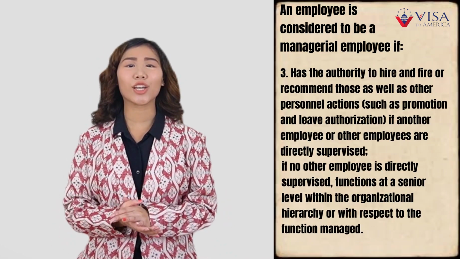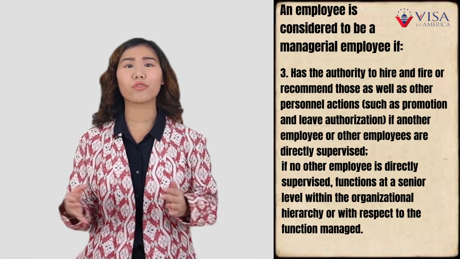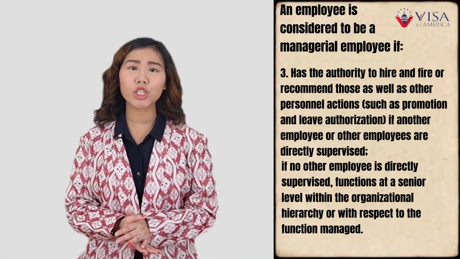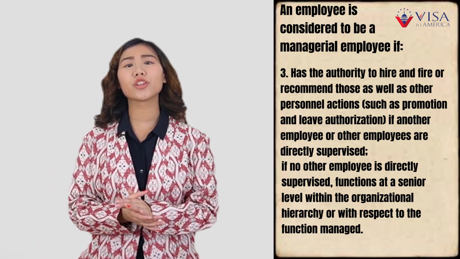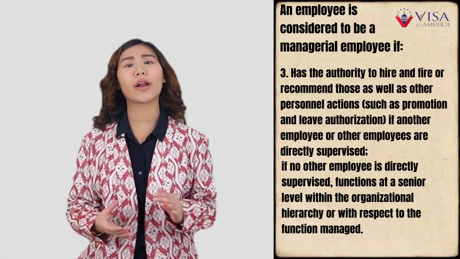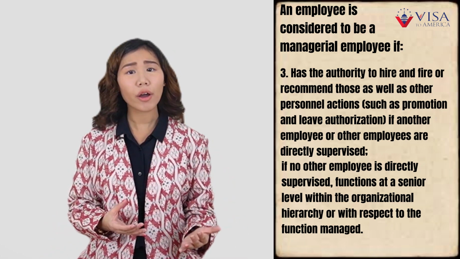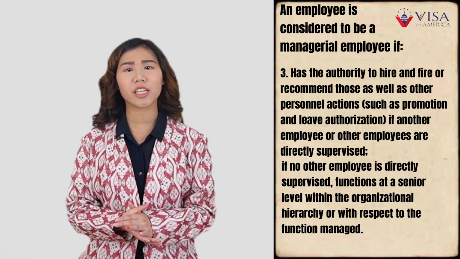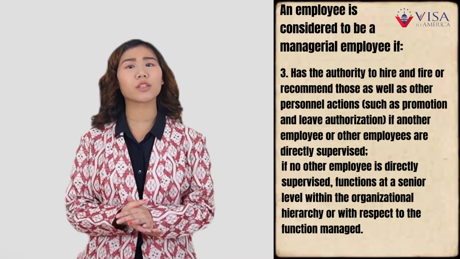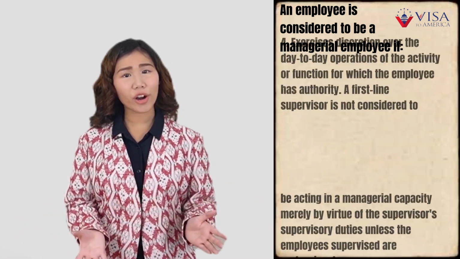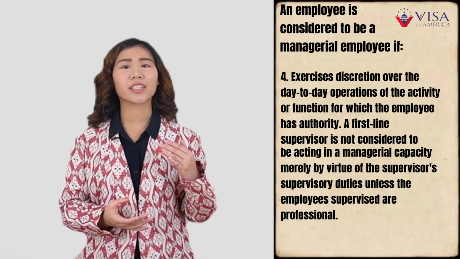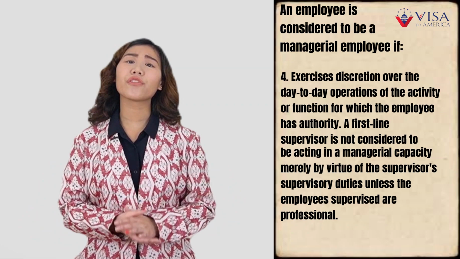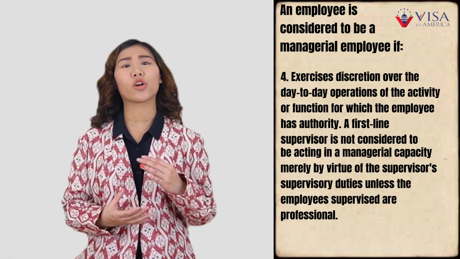Third, the employee has the authority to hire and fire, or recommend those as well as other personnel actions, such as promotion and leave authorization, if another employee or other employees are directly supervised. If no other employee is directly supervised, the employee functions at a senior level within the organizational hierarchy or with respect to the function managed. And fourth, the employee exercises discretion over the day-to-day operations of the activity or function for which the employee has authority.